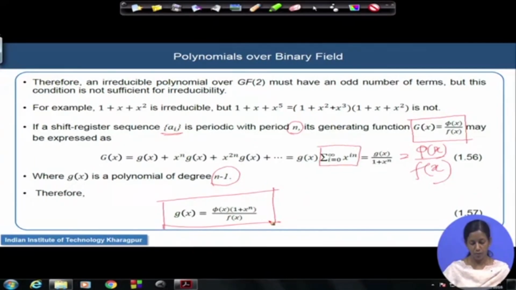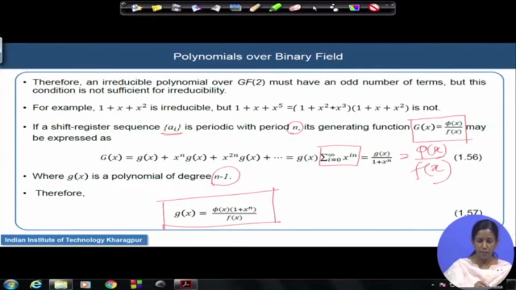What does it mean? You know that if f x and phi x have no greatest common divisor between these two polynomials, which is obvious because phi x has a degree less than f x, so you may not be able to find a greatest common divisor between phi x and f x. If you do not find it, then in order for this equation to hold, it should happen that f x should divide 1 plus x to the power n.